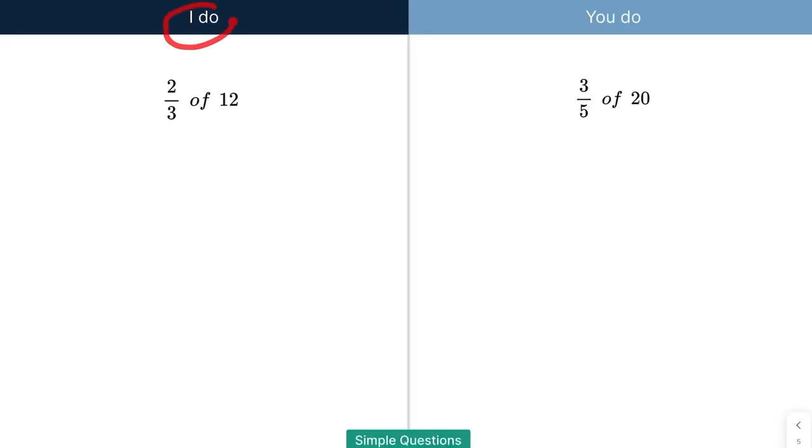So the way my videos work, I'm going to do the example on the left, which is I do. You are then going to press pause and have a go at the example on the right, which is you do. So here we've been asked to find 2/3 of 12.